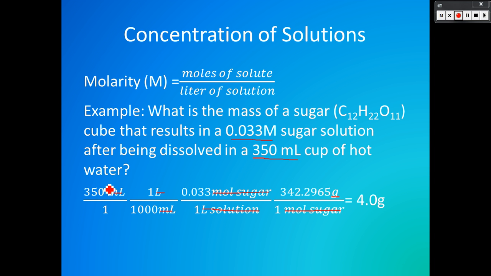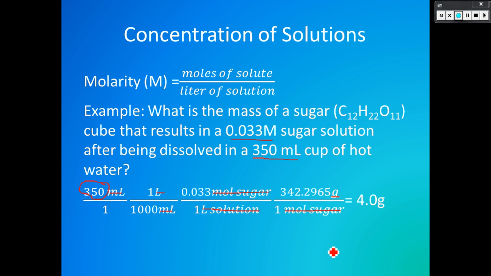I have 2 sig figs from this 350 milliliters. The 0 isn't significant. And also from the 0.033. And so that ends up being something like 3.95, which then you need to round to 4.0. And so that would be 4.0 grams, 4 grams of sugar in 350 milliliters of hot water, which is the average cup of hot water. And you get a 0.033 molar sugar solution. So there are more of those in your book, and obviously that's what the homework's on.